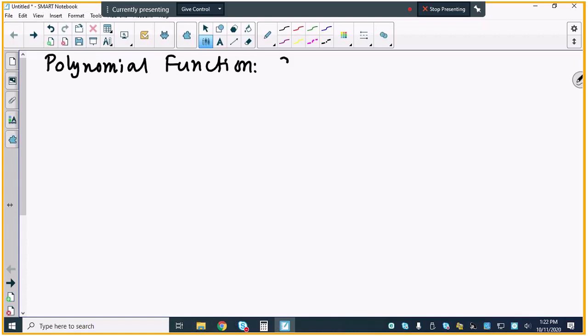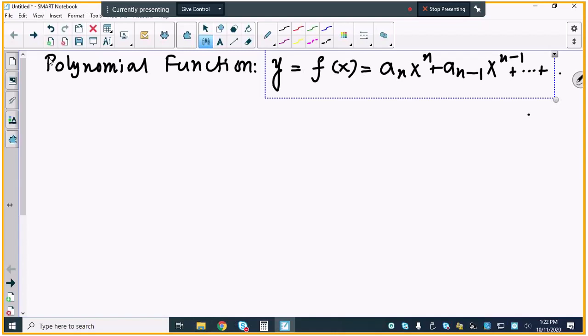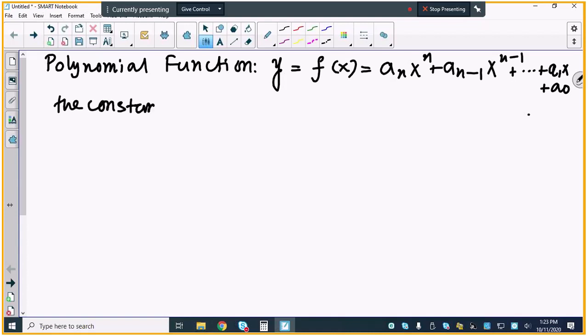So a polynomial function is a function of the form, if I may write the function notation first: y, the output, equals f(x) equals a_n x^n plus a_{n-1} x^{n-1} plus dot dot dot plus a_1 x plus a_0, where all these constants a_n, a_{n-1}, a_1, a_0 are real numbers.